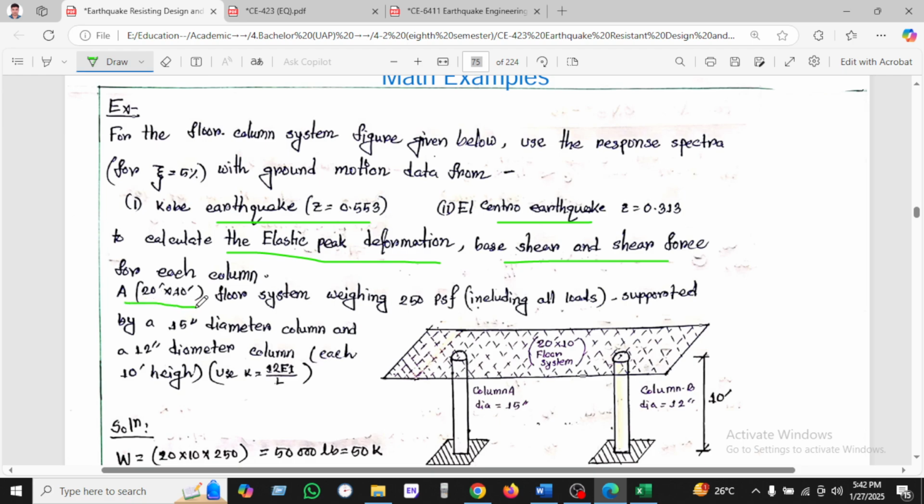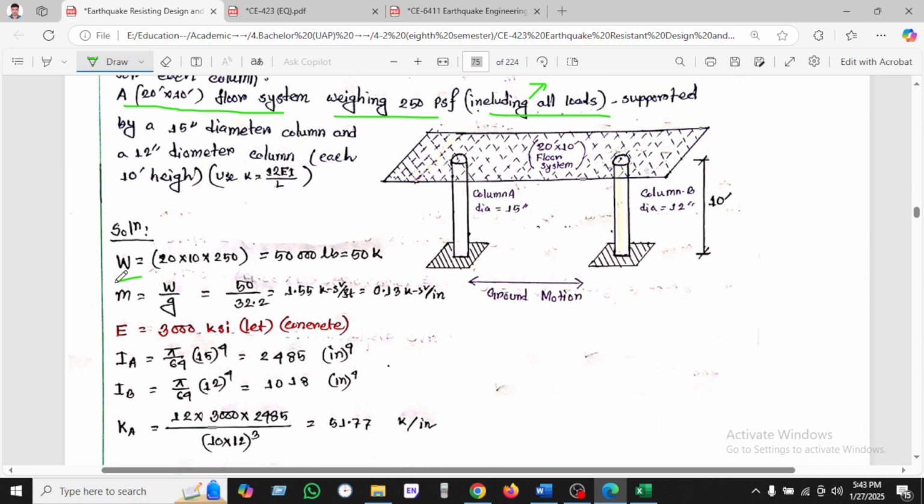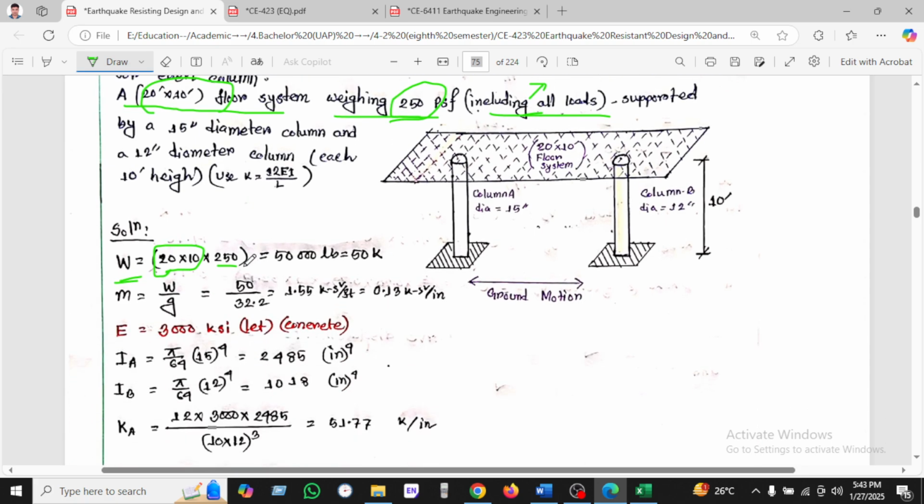And we know that 20 by 5 is the floor system. The floor dimension is 20 feet by 10 feet, and the weight is given as 50 psf including all loads. All loads mean dead load, live load, and partitions and all. It is supported by a 50-inch diameter column and a 20-inch diameter column, each column 10 meters in height, and use K equal to 12EI by L cubed. Now we are using W, as we know the floor system is 10 by 20, and 250 psf is given, including dead load plus live load.